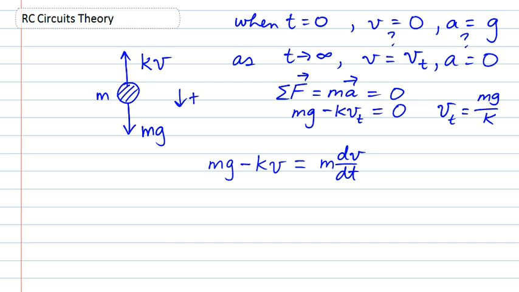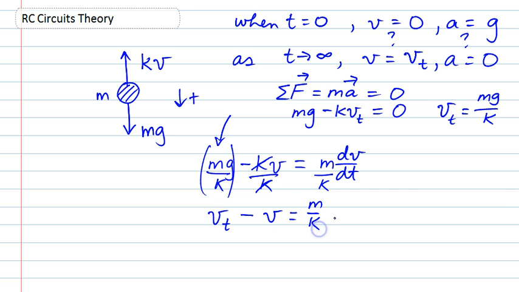Probably the easiest way to start is to divide everything by k. What that does for us is it gives us mg over k, which we can just rewrite as the terminal velocity. It's just a constant based off of whatever we plug in for the mass, gravity, and the constant. v is going to be our variable, and then m over k is another constant. And if you like, we can just separate our variables like this.